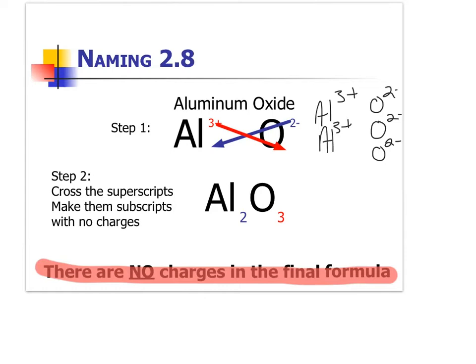Most people don't look at it that way and say, wow, that's really confusing. The crisscross method works best. That is why we just do that, and we just crisscross our numbers and the charges go away. Not a big worry about where they go. That's how you get your final answer.